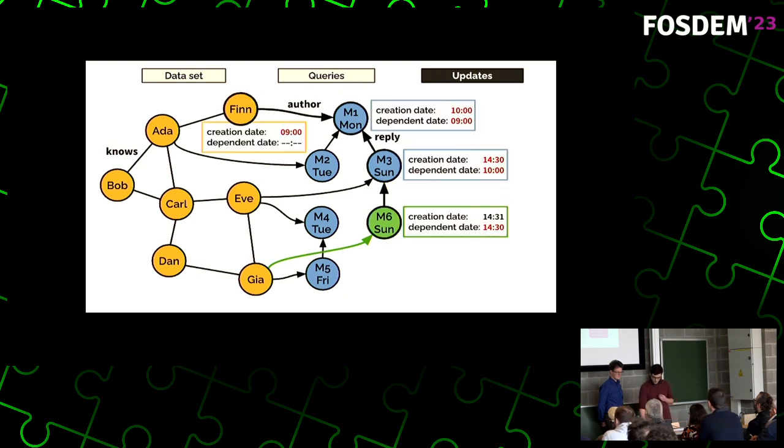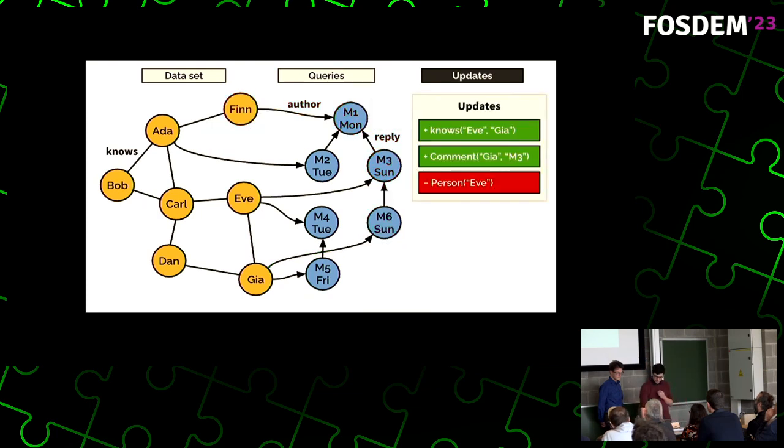And to mitigate this, we introduce dependency tracking. So each operation also includes the edges, but just for simplicity, the nodes are here with the dependent dates. We include for each operation a creation date and a dependent date. The creation date is when it's scheduled to be executed, and the dependent date is the one that is, like in this case for M6, the creation date of M3.